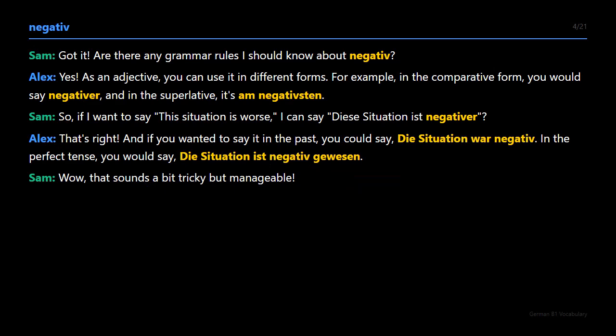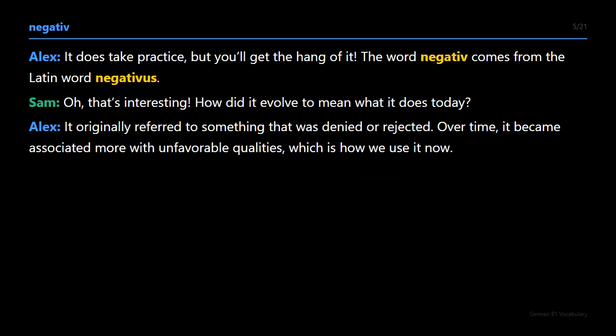Wow, that sounds a bit tricky but manageable. It does take practice, but you'll get the hang of it. The word negativ comes from the Latin word negativus. Oh, that's interesting. How did it evolve to mean what it does today? It originally referred to something that was denied or rejected. Over time, it became associated more with unfavorable qualities, which is how we use it now.